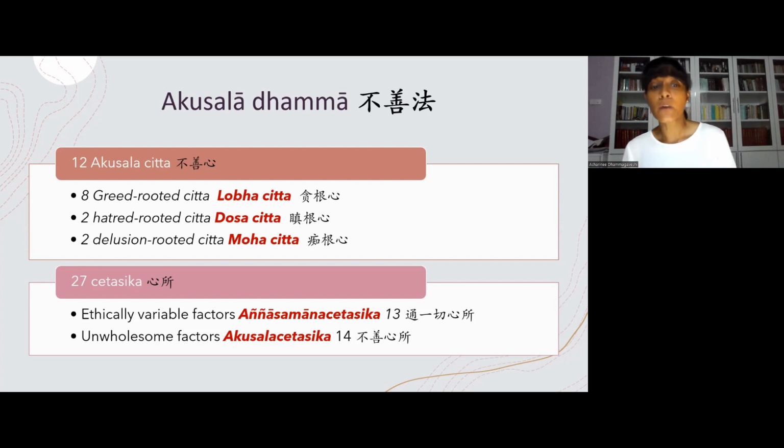Now, one thing you must remember is that although we give these numbers as 12 akusala chittas and 27 cetasika, it doesn't mean that with each of these chittas all 27 cetasika arise together with them. That is not the case. Depending on the various type of chitta, the combination would be different. These numbers are given as the total, the maximum number of cetasikas that you can get, but it doesn't mean that all 27 will be found associated with one particular chitta.